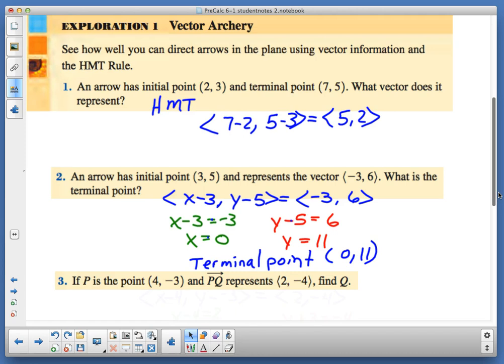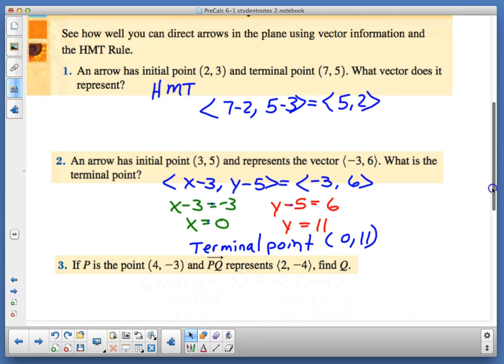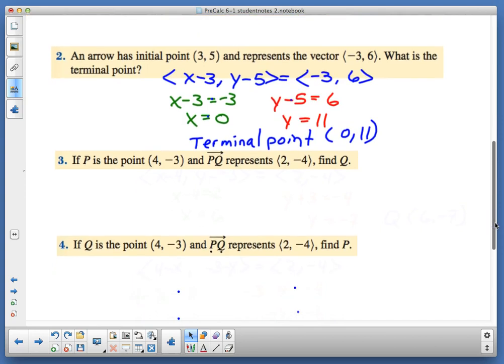Now, in this next one, there's a change as I'm stepping. If P is the point 4, 3 and PQ represents the vector 2, negative 4, find Q. What have I done with Q? Is Q a head or a tail?